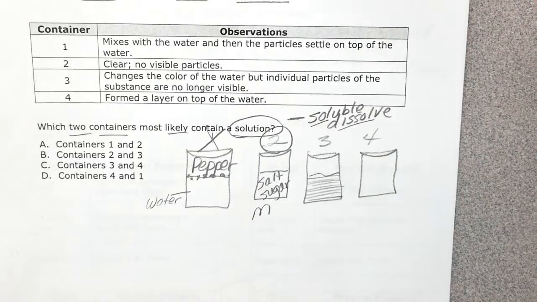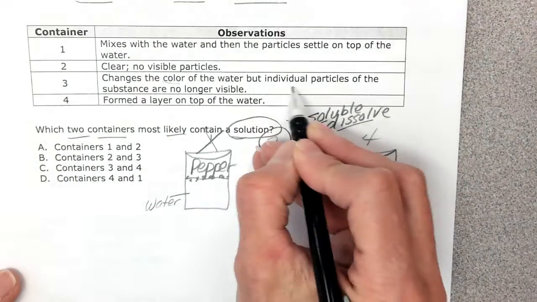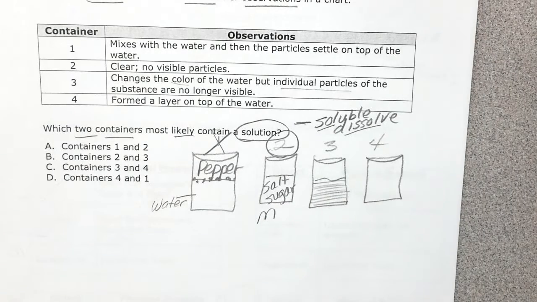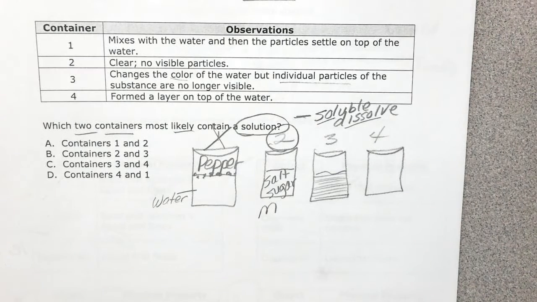Michael, what do you think about 3? If it changes the color, so we have a change in color, but the individual particles are not visible. Is that a solution? Did that substance dissolve? Well, no, because if you couldn't see it, it would be dissolved. Okay, so it would be dissolved. So if it's dissolved, is that a solution? Yes, it is. If it dissolves, it's a solution.